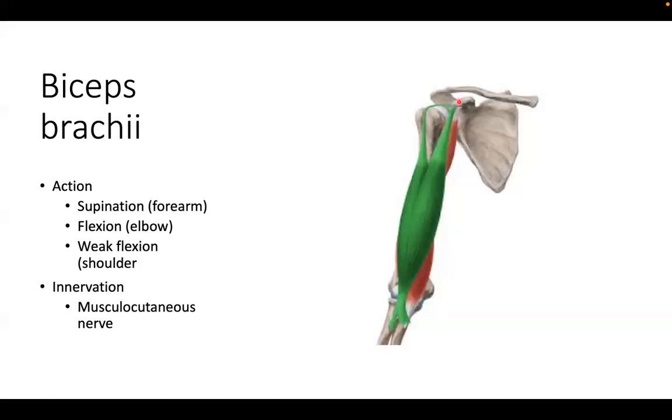Now, please memorize the actions of the biceps brachii. Look at the muscle colored green. Take note, there's the coracoid process there. Know the difference between the origin of the short head and the long head. And take note, it's supination of the forearm, it's flexion of the elbow. It is innervated by the musculocutaneous nerve, but it is not pierced. The word in the textbook is pierced.